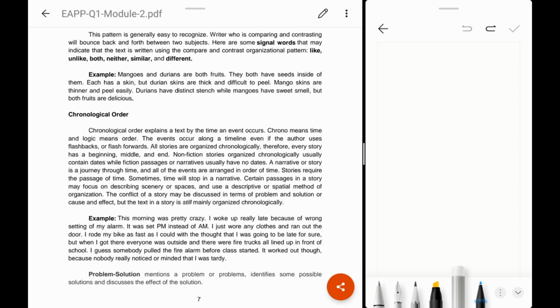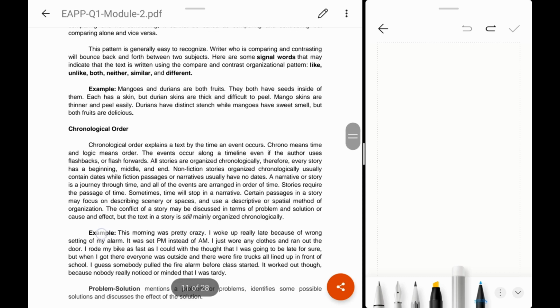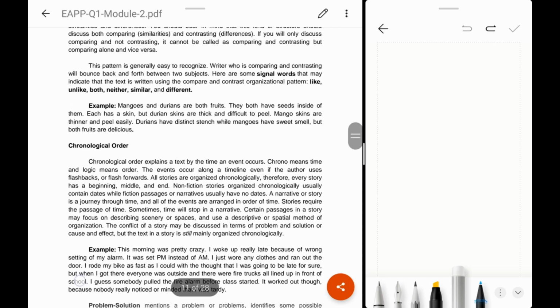Mangoes and durians are both fruits. They both have seeds inside of them. Each has a skin, but durian skins are thick and difficult to peel. Mango skins are thinner and peel easily. Durians have distinct stench or amoy, while mangoes have sweet smell. But both fruits are delicious.